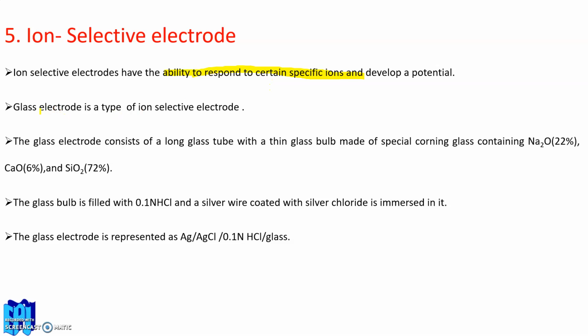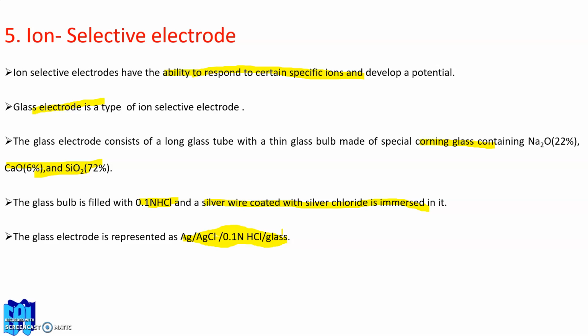One example is the glass electrode. This glass electrode is made of a special type of glass known as Corning glass, consisting of Na2O, CaO and SiO2. The glass bulb is filled with 0.1 normal HCl, and a silver wire coated with silver chloride is immersed in it. This can be represented like this: Ag bar AgCl bar 0.1 normal HCl bar glass. I am telling you this quickly because this topic will be discussed in the next classes, so just keep it in mind.